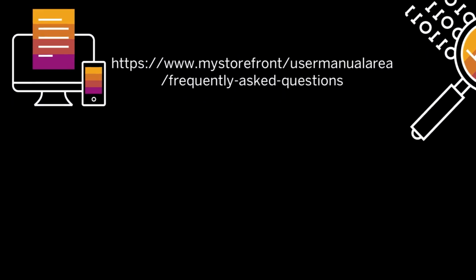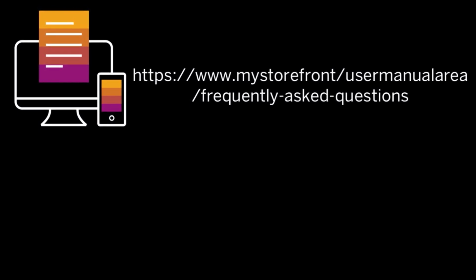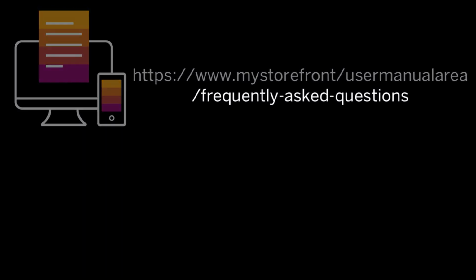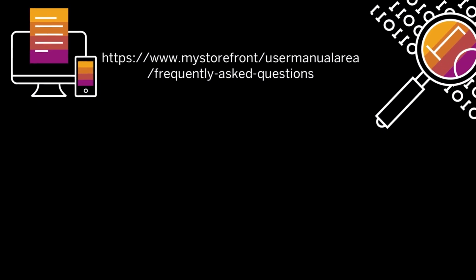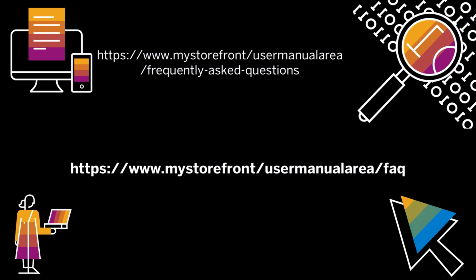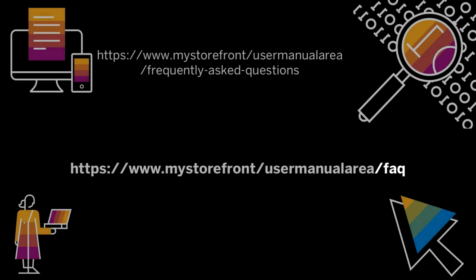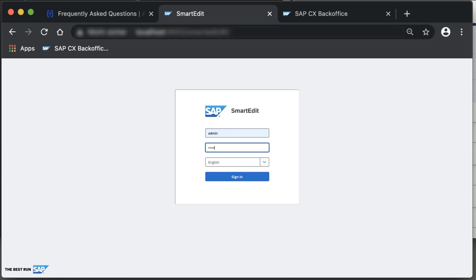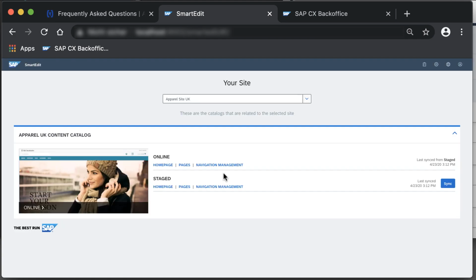Here we have a case in point. Our lead front-end developer has decided to replace the cumbersome page name Frequently Asked Questions that forms the final part of the URL with the more concise and conventional FAQ. It's now up to one of the front-end team members to log into SmartEdit and make the change.